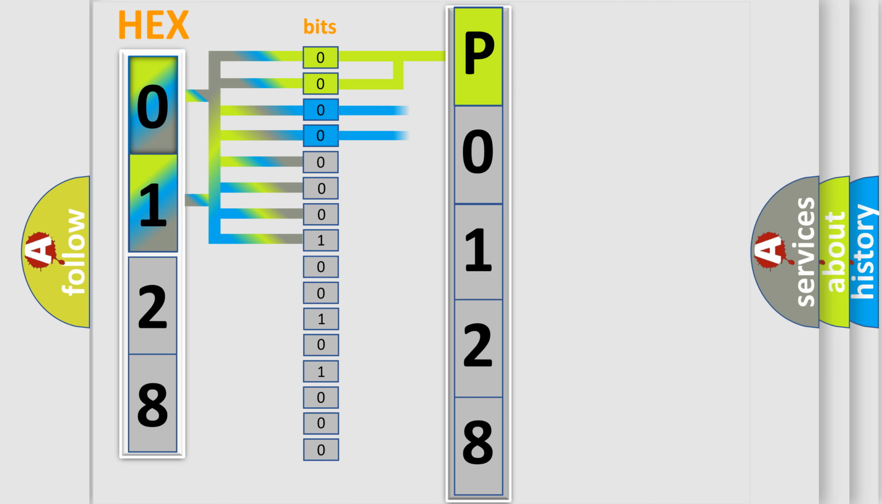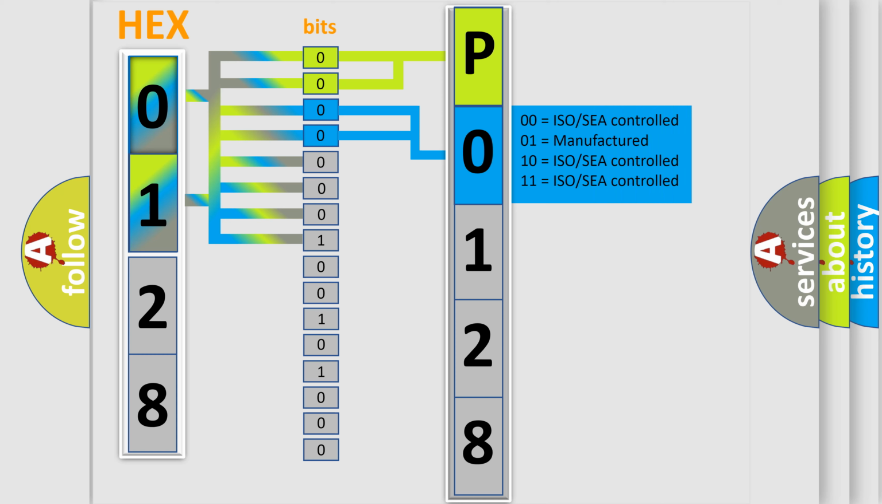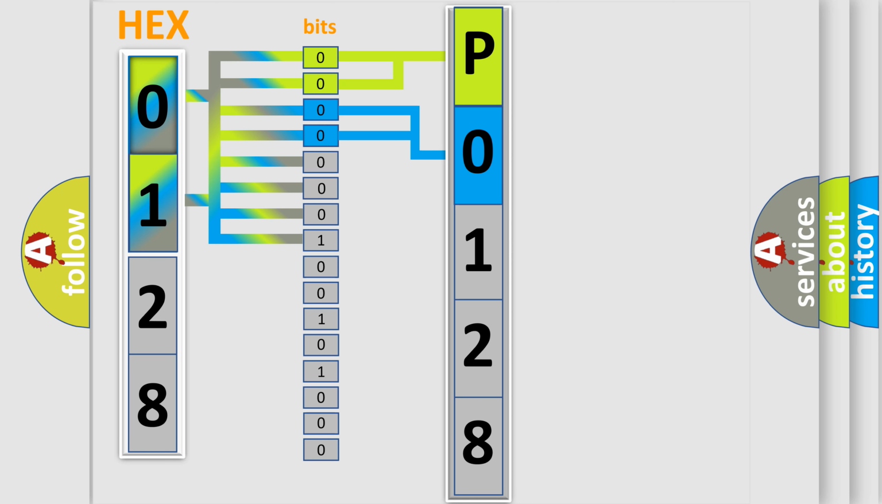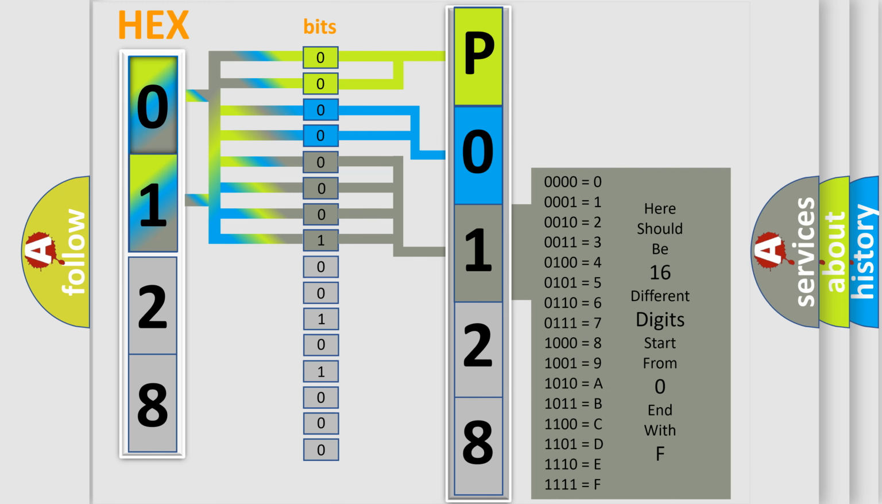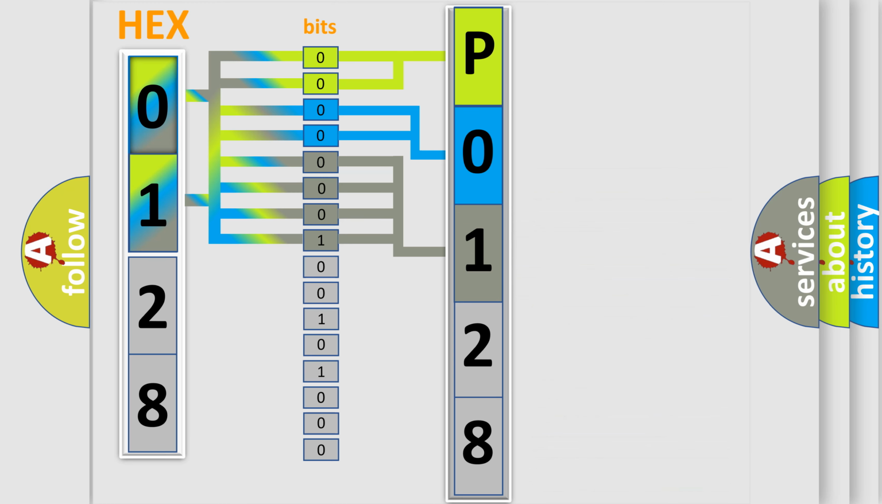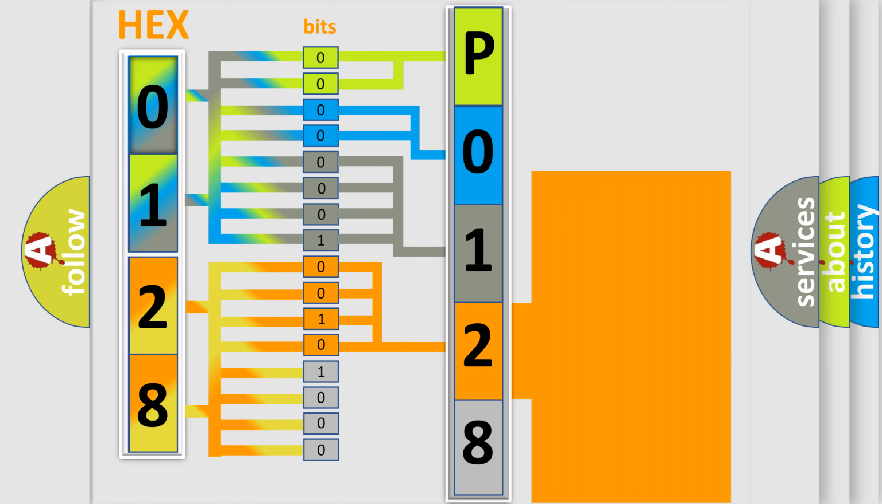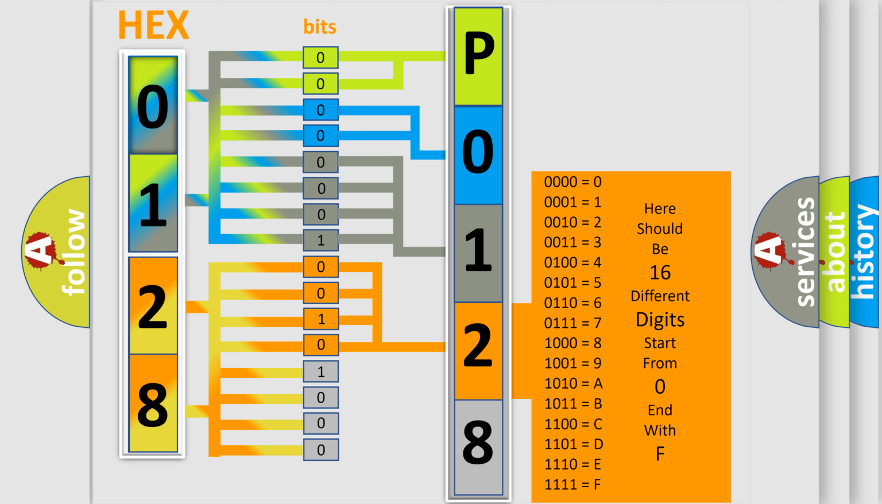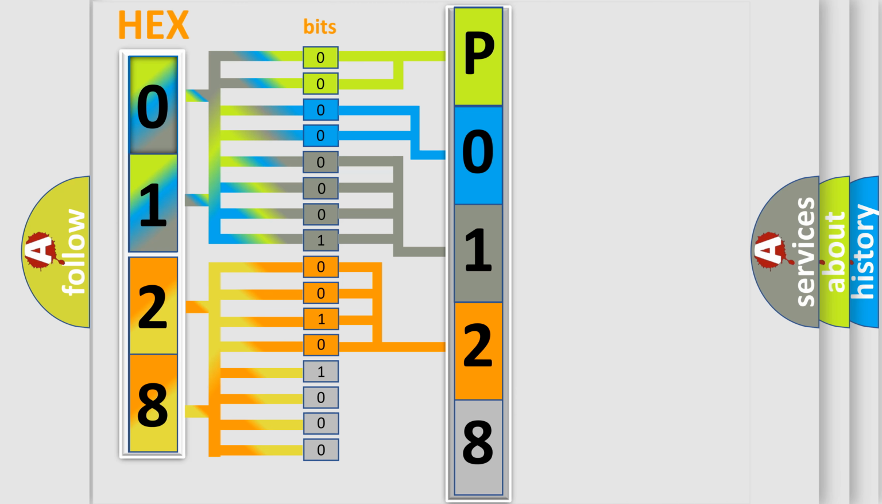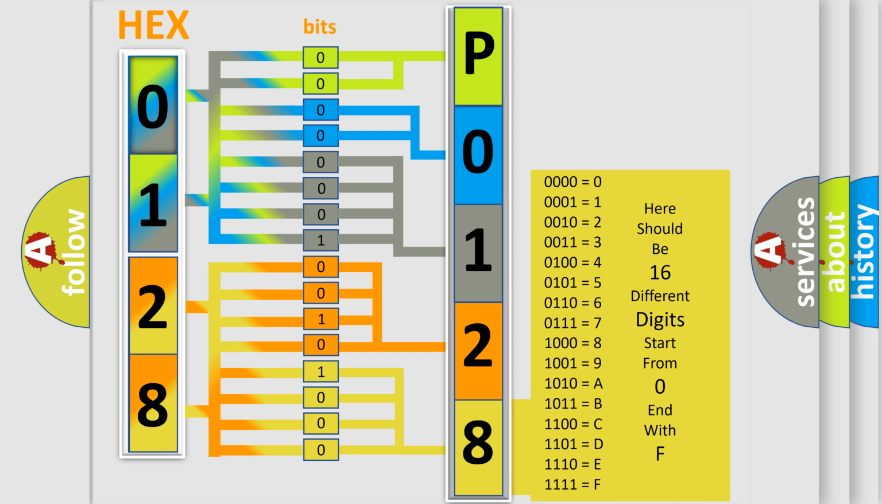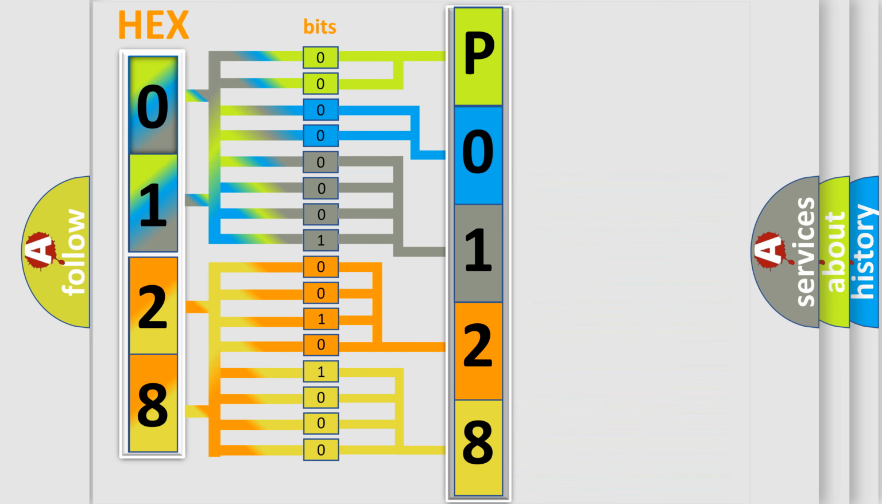The next 2 bits again determine the second character. The last bits of the first byte define the third character of the code. The second byte is composed of a combination of 8 bits. The first 4 bits determine the fourth character of the code. And the combination of the last 4 bits defines the fifth character. A single byte conceals 256 possible combinations. We now know in what way the diagnostic tool translates the received information into a more comprehensible format.